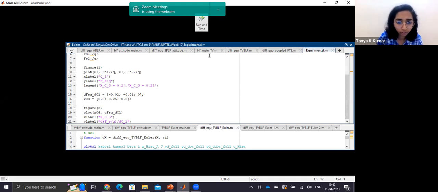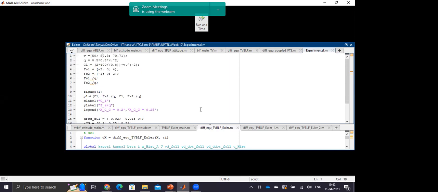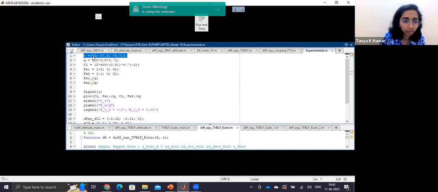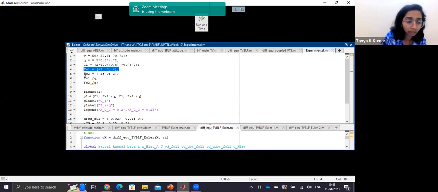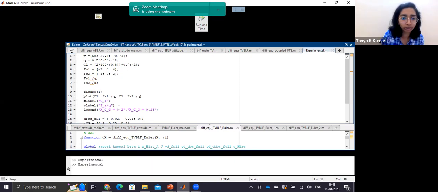Are you able to see the code? Yes, ma'am. So I just initialized the velocities. I calculated the Q for each of those. I calculated the CL. This is just what we have done in the table format. I've just written the code. Calculated FS1. I've taken FS1 from the equation and plotted two figures. The first figure is what we had drawn initially.